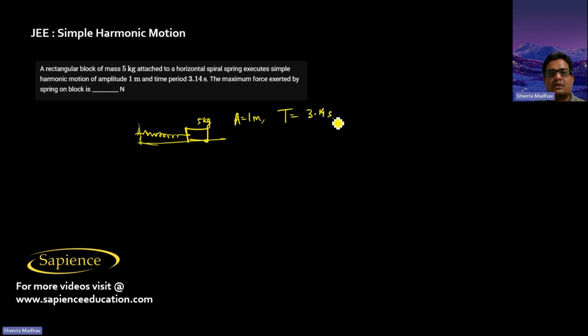Then it is told a rectangular block of mass 5 kg attached to a horizontal spiral spring executes simple harmonic motion of amplitude 1 meter and time period is 3.14 seconds. The maximum force exerted by spring on the block is.